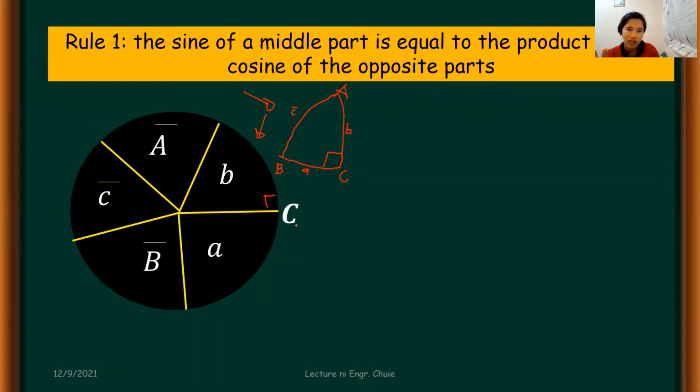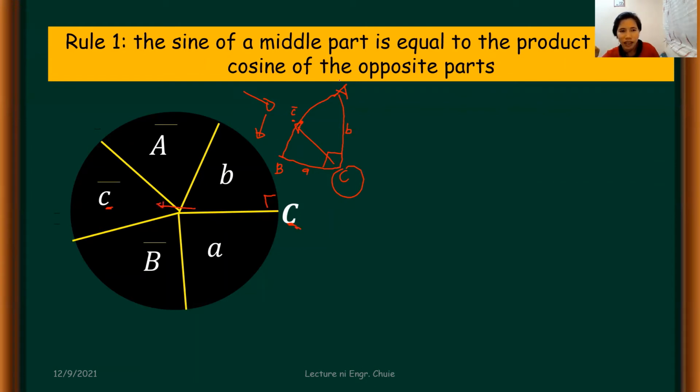So if this is the C, the opposite of C in the spherical triangle is C bar. So the C bar is 90 degrees minus C. And the opposite of C is small letter c. So this will be its opposite. So if this is C here, its direct opposite is small letter c.